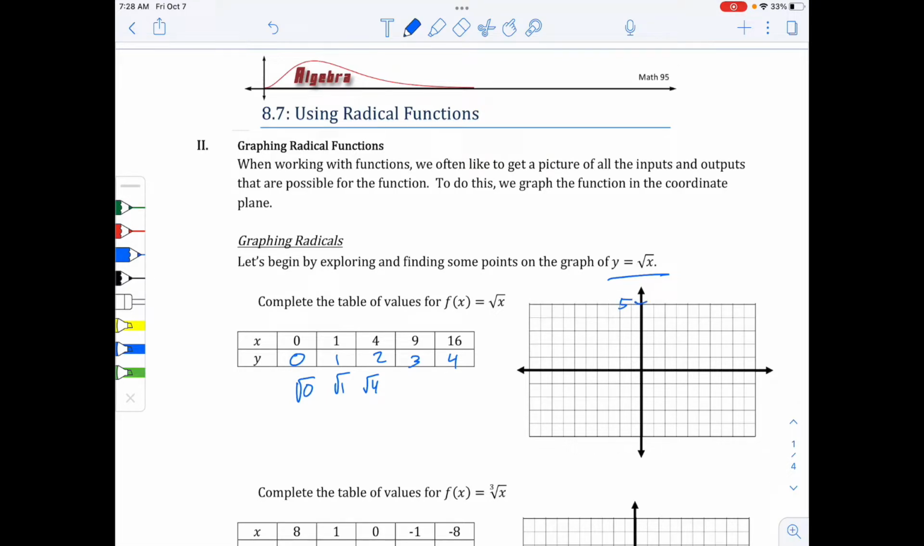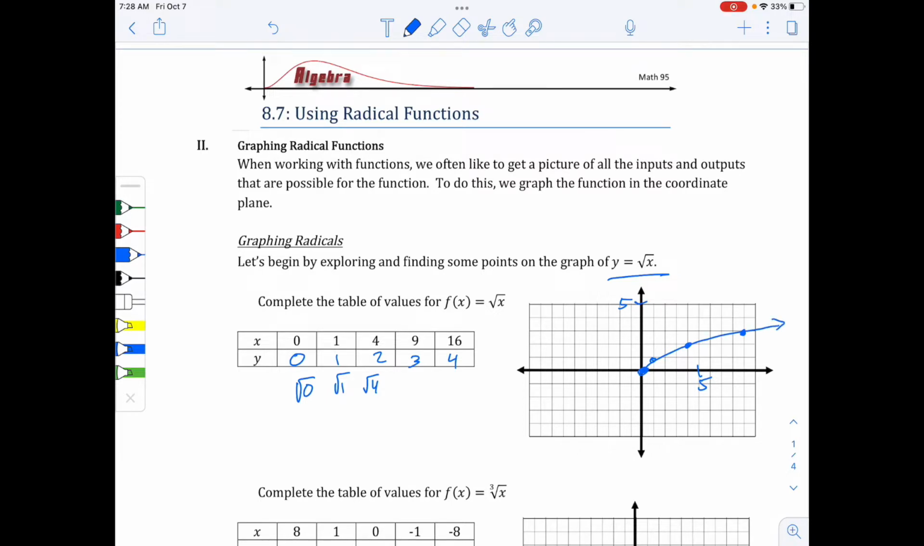Let's put some values here. 1, 2, 3, 4, 5. And plot those points. 0, 0, 1, 1, 4, 2. Now notice I didn't put 2 or 3 in here because that would give us decimal values, and we want to avoid that. We're just graphing some points to give us some reference. There it is. And so we get, it's not a line, it's a curve.